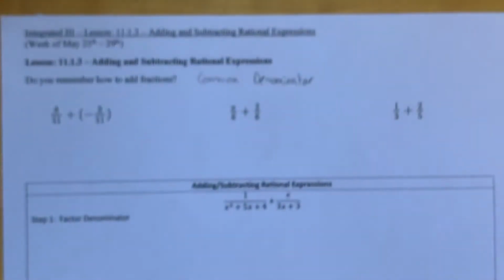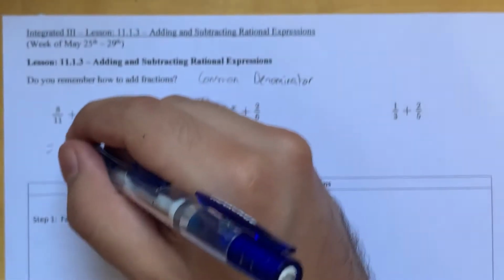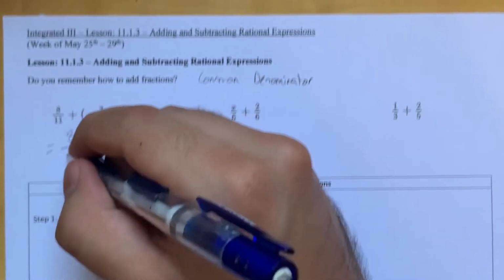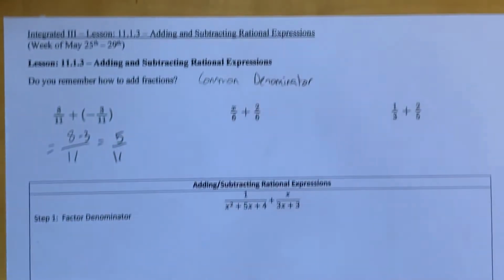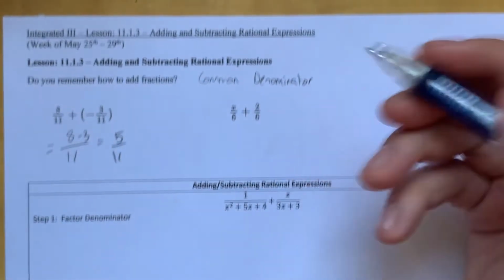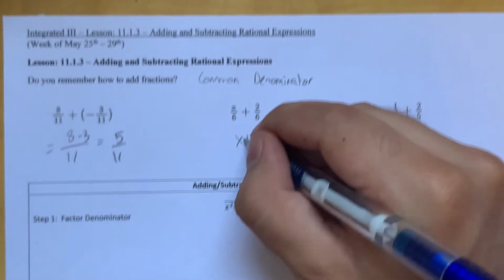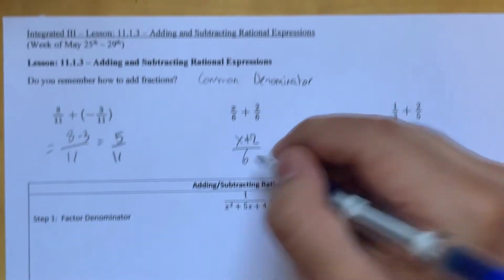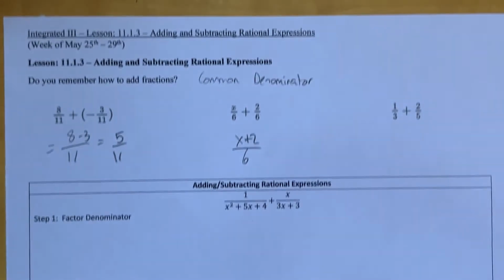But let's do these. For this one, the common denominator is already there. So we're going to do 8 minus 3 divided by 11, which gives us 5 over 11. Right, now we have a common denominator. We don't need to do anything, just add across. x plus 2 divided by 6. There we go.